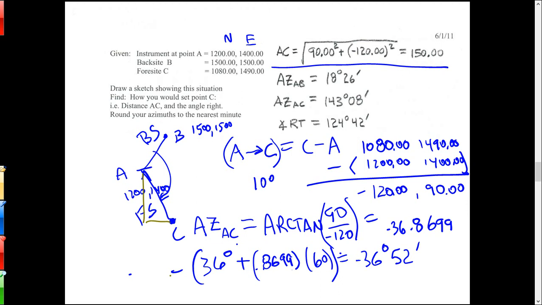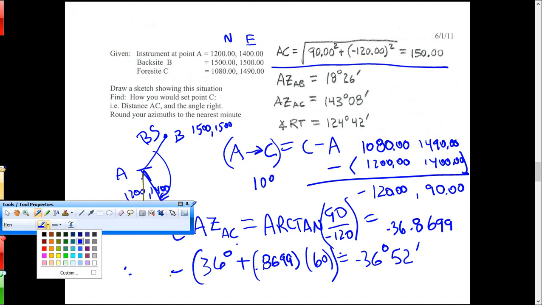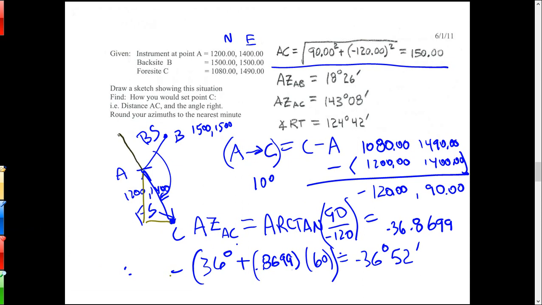Now, when I look at that line going from A to C, is that an azimuth of negative 36 52? Yeah, it don't look right, does it? See, negative 36 52 is up this way, starting due north. So that's a problem with calculators. They don't know the difference between those two lines. It's up to you to see that.